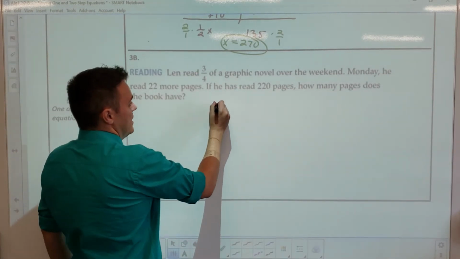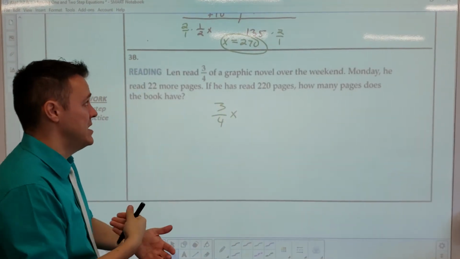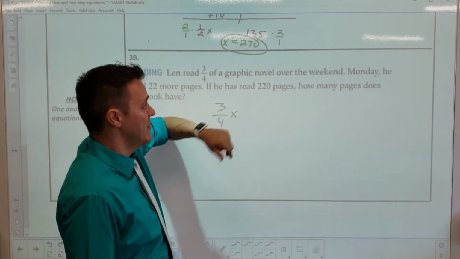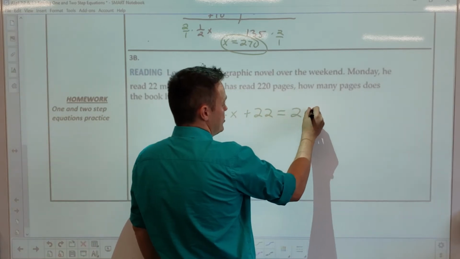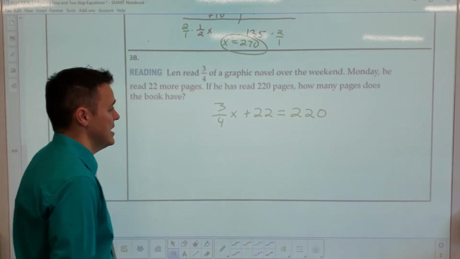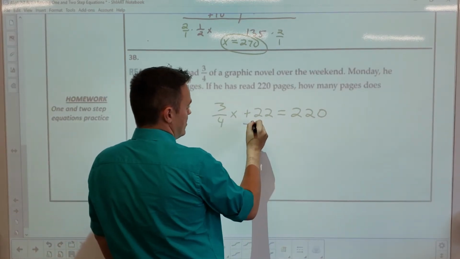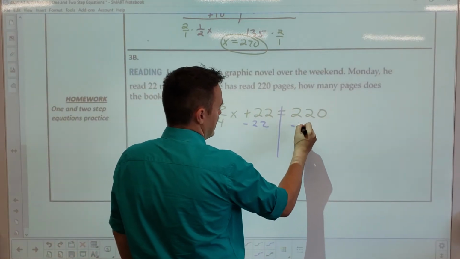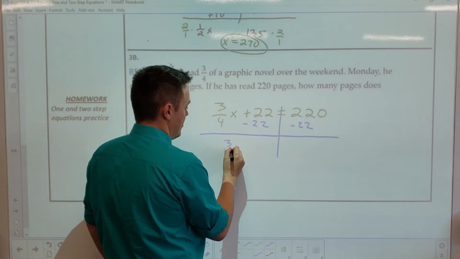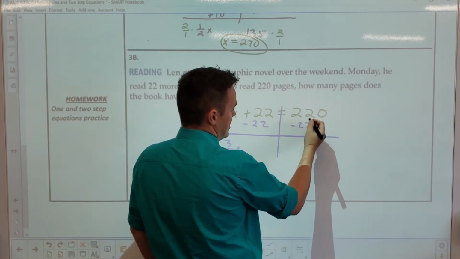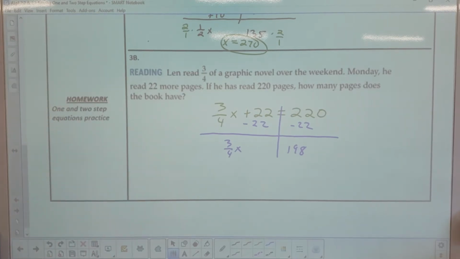All right, last one for me for the day. 3/4 x, because we don't know how many pages he read of a graphic novel. Monday, he read 22 more pages. If he read 220 pages, how many does it actually have in the book? Do your math. Negative 22. Split this in half. Negative 22. You go over like this, and then, ladies and gentlemen, you'd have 3/4 x, and then this is going to be 198, I believe. Yes, it is, because 20 and then 2 left is 198.